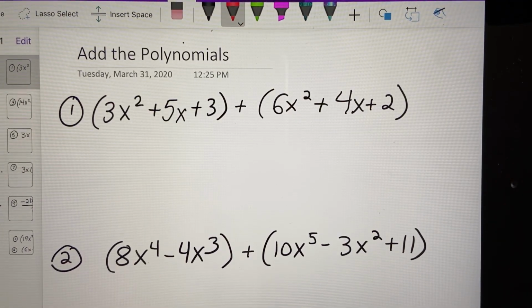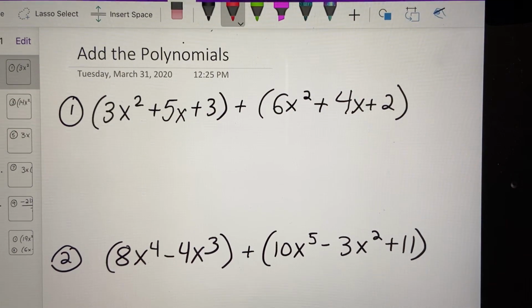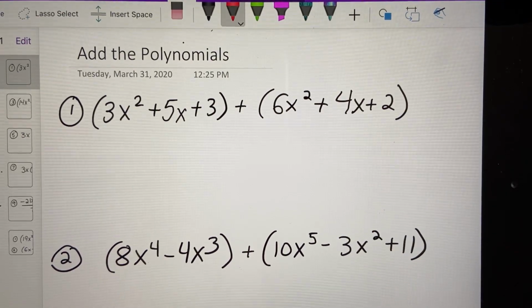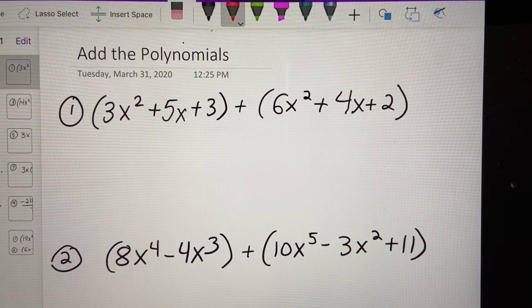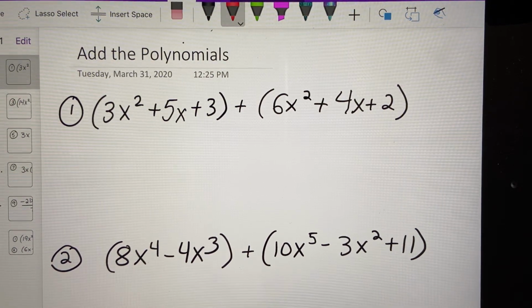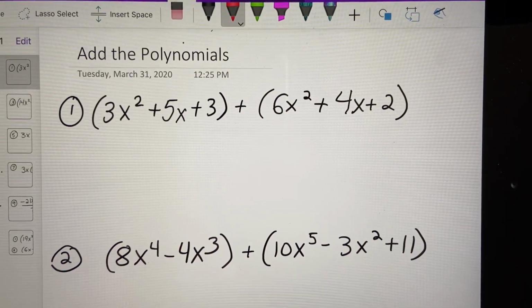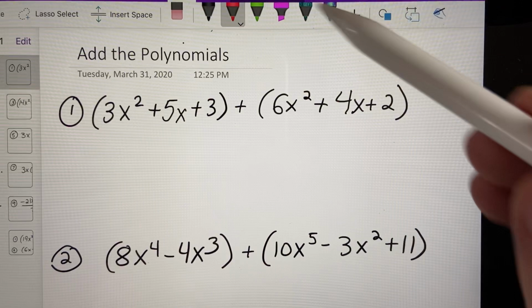Today's math lesson is about polynomial operations. We're going to be learning about adding, subtracting, multiplying, and dividing polynomials. The first two examples I have on this page are just for adding polynomials. When you add a polynomial, you can only add the like terms together. Like terms would be any term that has the same exact variable to the same exact degree.